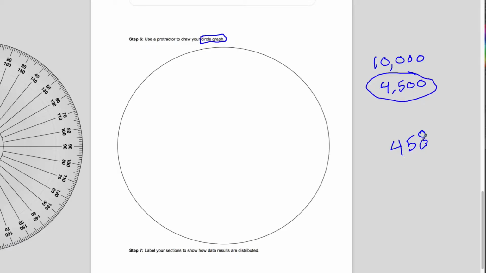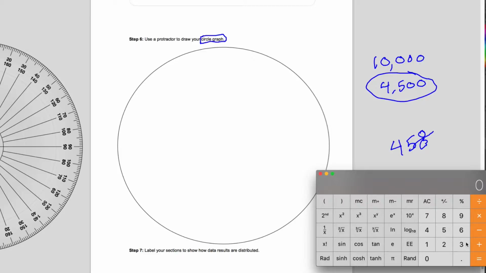And how do I find that? I just take 4,500 divided by 10,000, and that gives me a percent. Well, I need to turn that into degrees for a circle. So with that same calculator, I'm just going to take 45%, make it a decimal, 0.45, times 360. Why 360? There's 360 degrees in a pie chart. So I find it's 162 degrees.